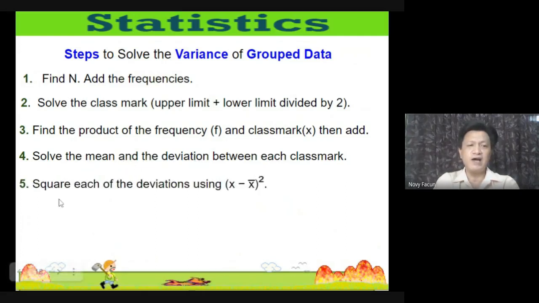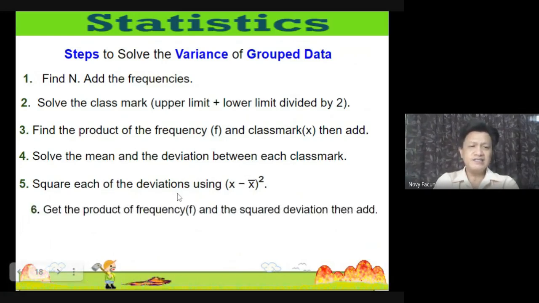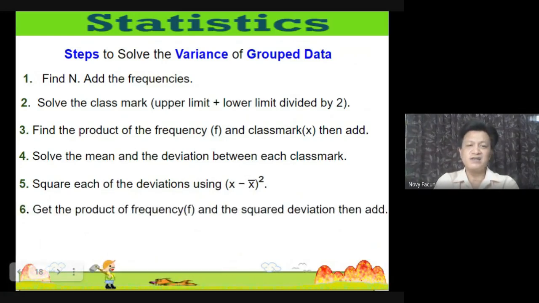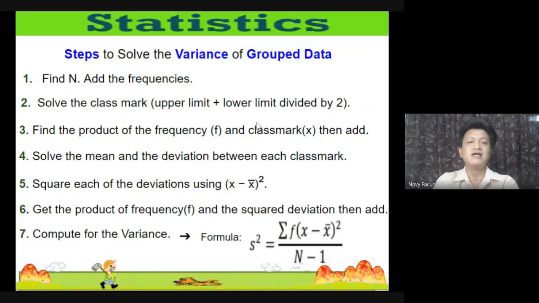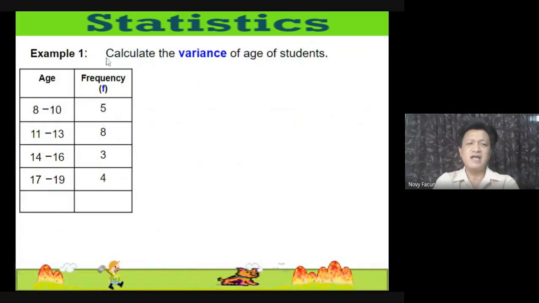And then step 5, square each of the deviation. Okay. Ibig sabihin kung ano yung nakuha natin sa step 4, i-square lang natin. I-multiply natin sa sarili niya. And step 6, get the product of the frequency and the square deviation, then add. Okay, and step 7, compute for the variance. Isa-substitute na natin siya doon sa ating formula for the variance. Use this.